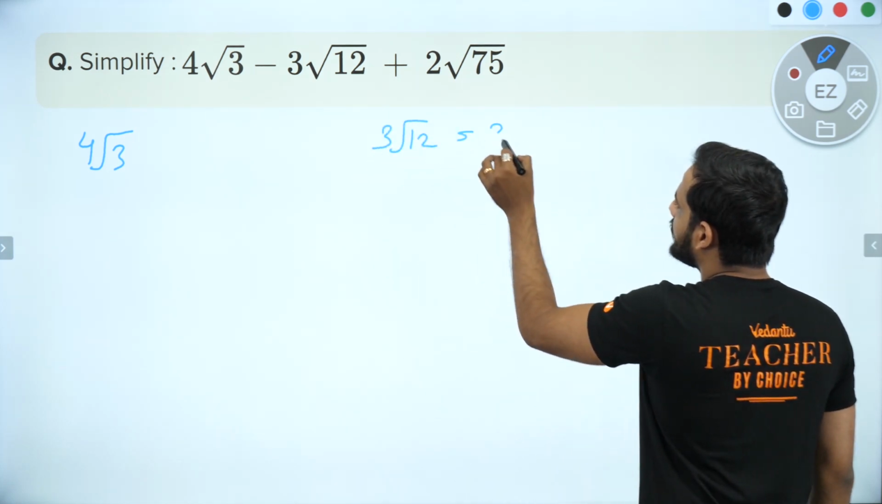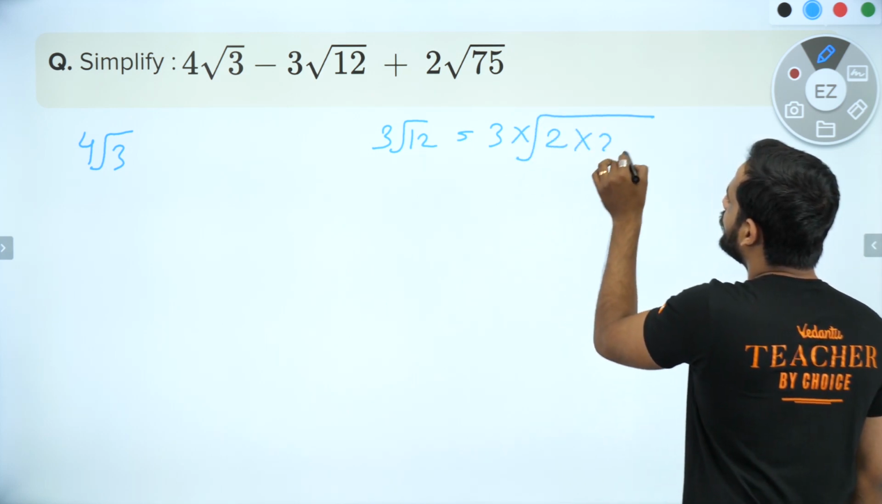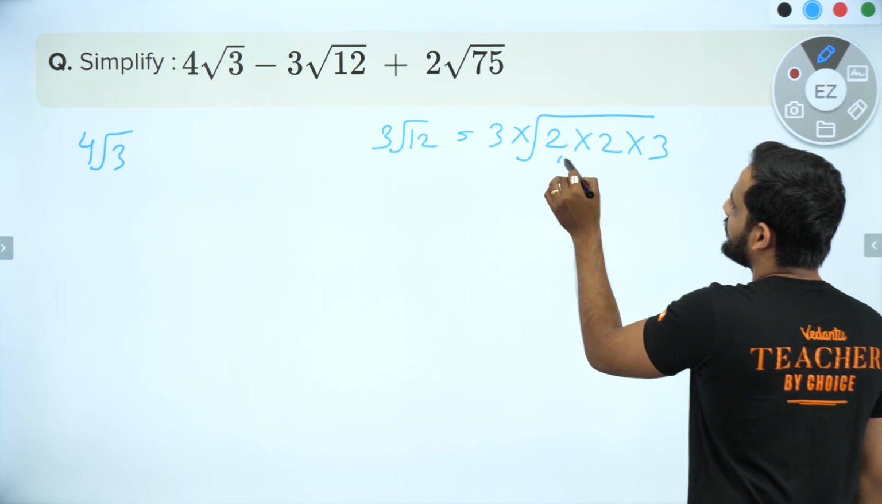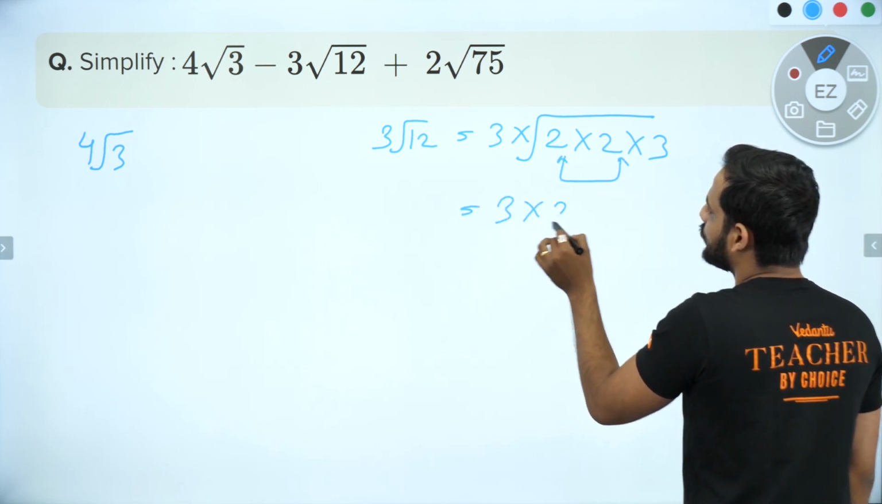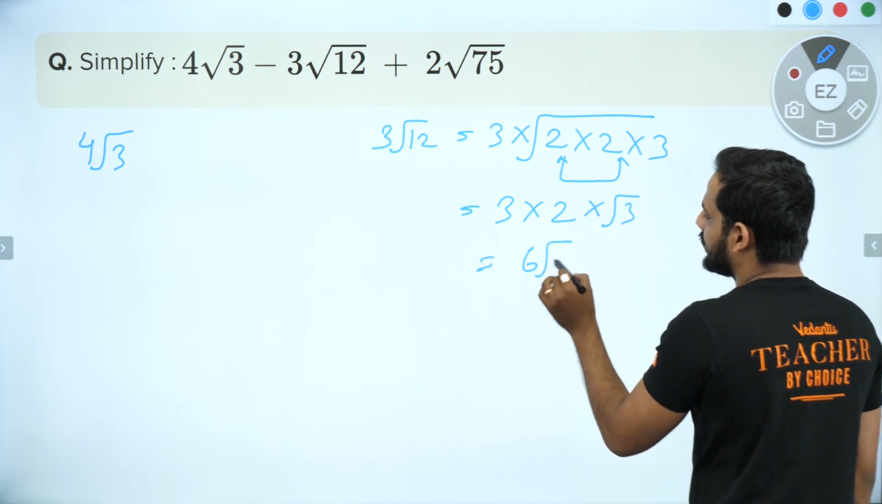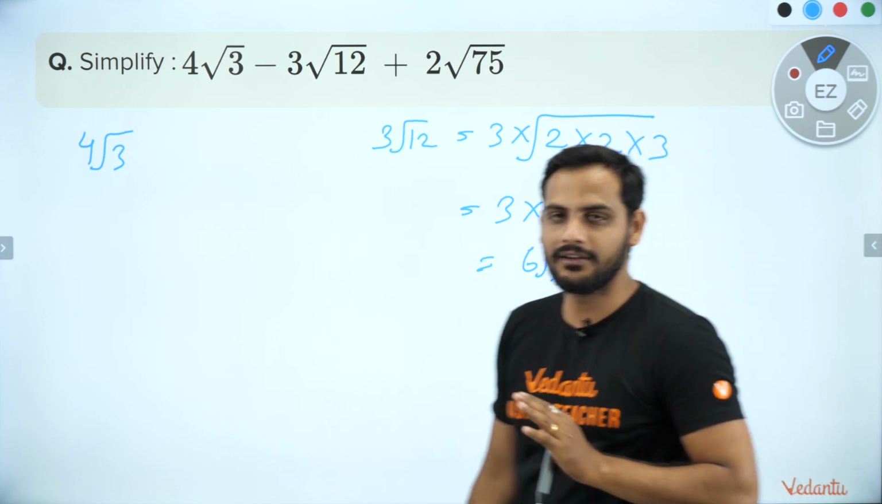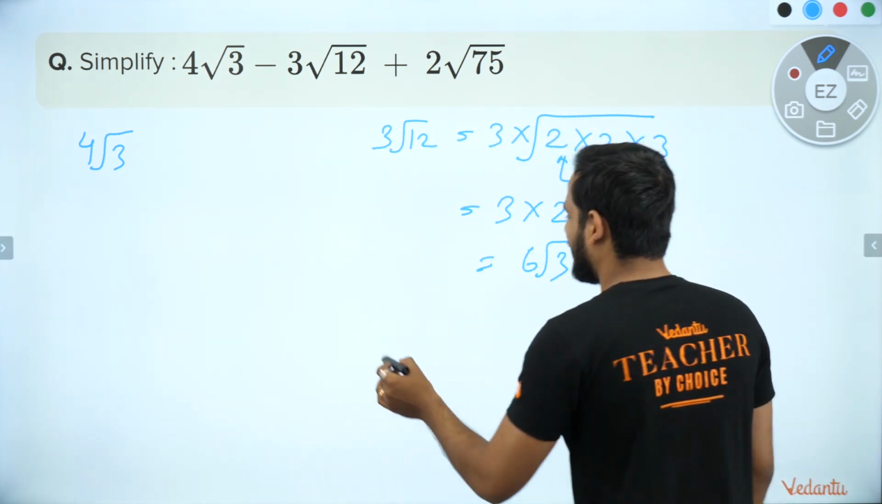This will become 3 into root 12, which is 2 into 2 into 3. As you will see the magic, this 2 will come out as a pair, so you'll get 3 into 2 into root 3, so you are getting 6 root 3. So your 3 root 12 became 6 root 3, correct? Now let's move to the next part.